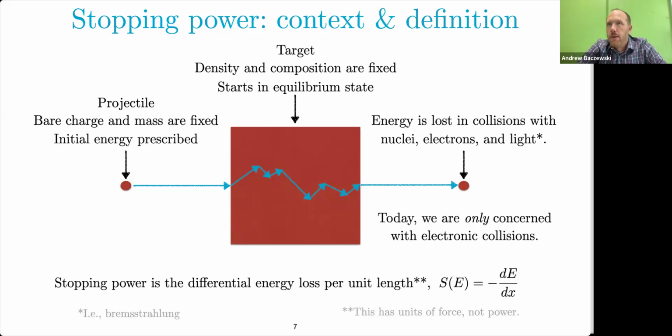And just to say a bit more, stopping power is the differential energy loss per unit length, which is to say that this actually has units of force, not power. This decision is not mine, so I apologize on behalf of whomever did make that decision. But ultimately, we want to compute a force that this target material is pushing back on a projectile with as a function of the velocity of the projectile, right?